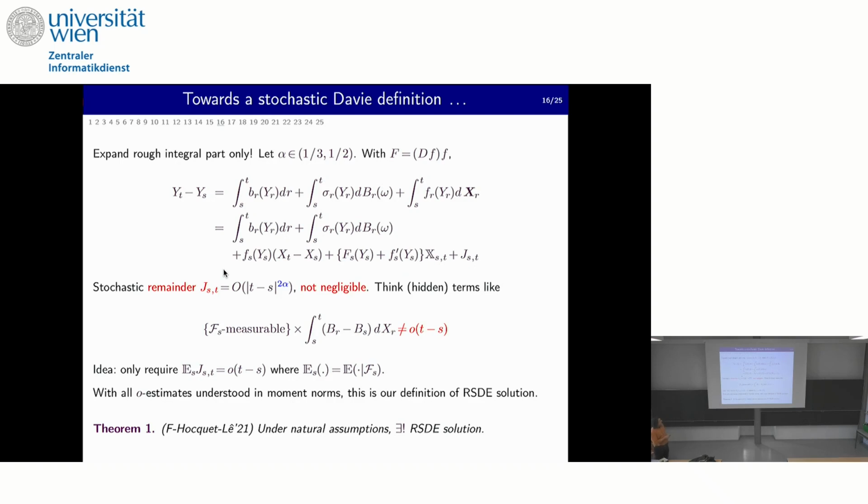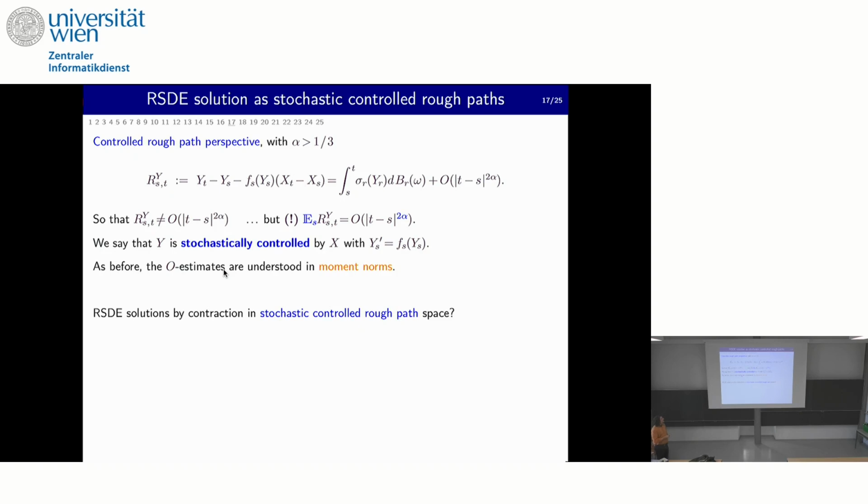And so this is the condition. Instead of old style Davie, where you say the remainder is a little o of t minus s, you say the remainder upon taking conditional expectation is a little o of t minus s. And then you have a proper, well, okay, this is not a precise definition, but this is the idea. If you make this more precise, then this gives you a definition, and we can prove after a long day that you have a unique RSDE solution. I will show a bit more here. So as before, the Davie view is not the ideal view to prove it. It's quick to explain. To prove it, we need a good space where we can run the Picard iteration.